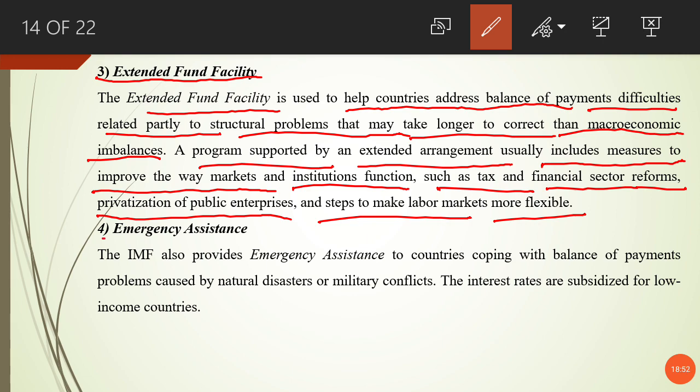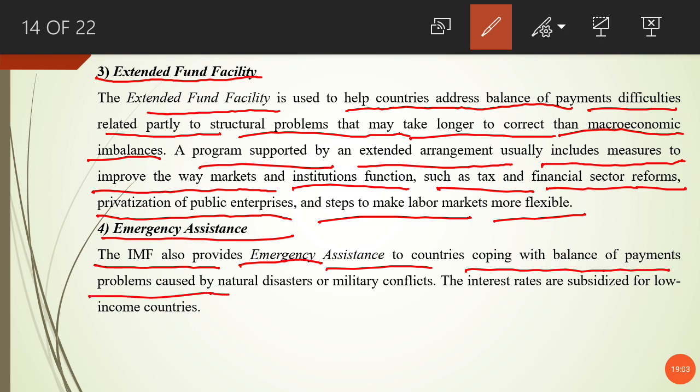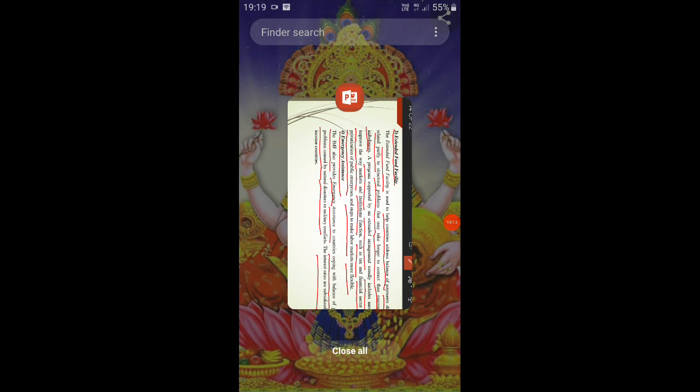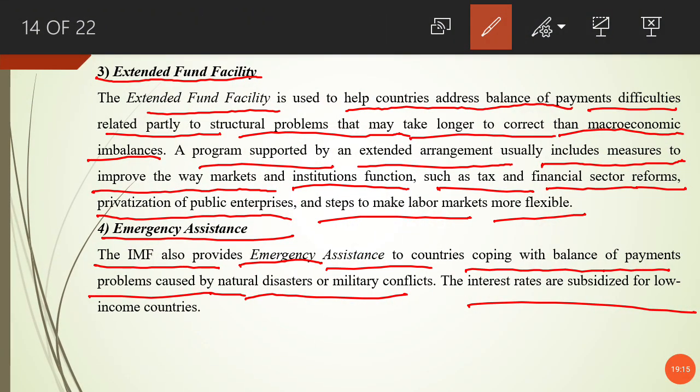4. Emergency assistance. The International Monetary Fund also provides emergency assistance to countries coping with balance of payments problems caused by natural disasters or military conflicts. The interest rates are subsidized for low-income countries.